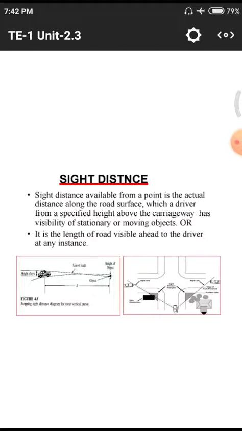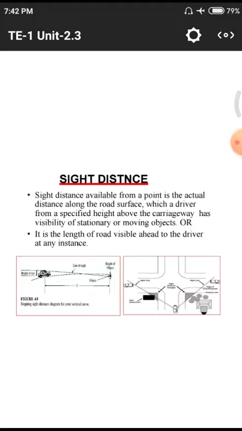It is the length of the road visible ahead of the driver at any instant. That means at any instant of time, at any point along the length, we need to know about the vehicles and what they are doing beside and in front of us.